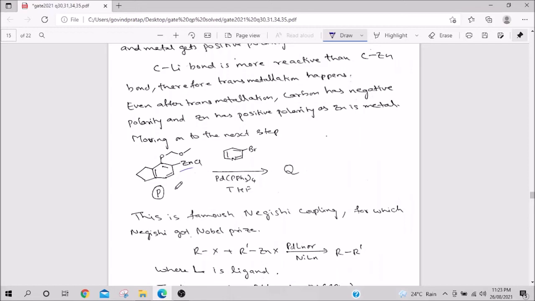This was your P. Now, you are reacting with metabromopyridine, or rather I should say 3-bromopyridine, because there is no ortho or meta right now. 3-bromopyridine, and you are reacting with Pd(PPh3)4, and you are getting Q. This is the famous Negishi reaction.